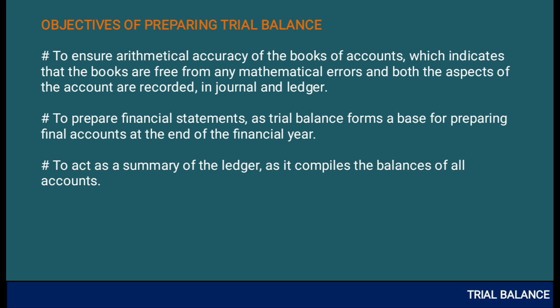So the objectives of trial balance are here. We prepare the trial balance just to ensure the arithmetical accuracy of the books of accounts, whatever transactions we have done, whatever journal entries we have passed, whatever ledgers we have prepared. Okay, whether each and every aspect of accounting was correct or not, we can check with the help of the trial balance. If the total of the debit side and credit side of the trial balance are equal, then we can assume that whatever entries we have made were correct.